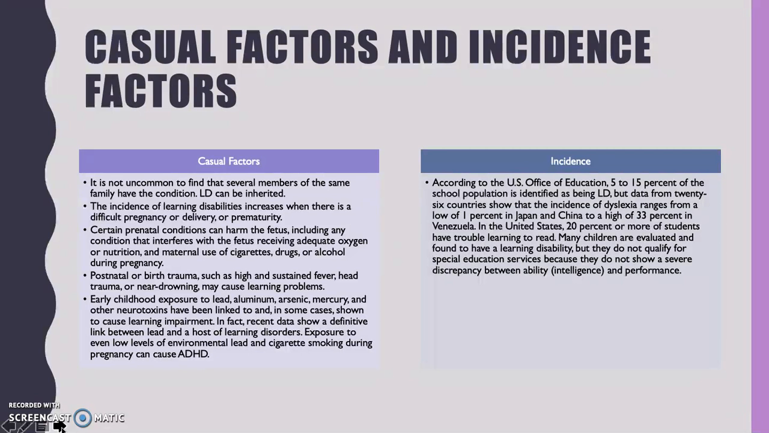According to the U.S. Office of Education, 5 to 15% of the school population is identified as being LD, but data from 26 countries show that the incidence of dyslexia ranges from a low of 1% in Japan and China to a high of 33% in Venezuela. In the United States, 20% or more of students were having trouble learning to read. Many children are evaluated and found to have a learning disability, but they do not qualify for special education services because they do not have a severe discrepancy between ability and performance.